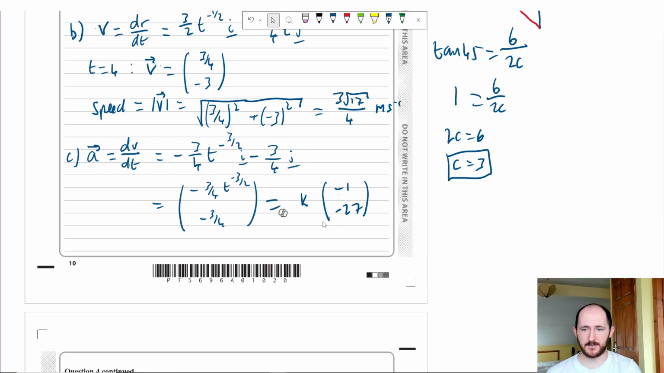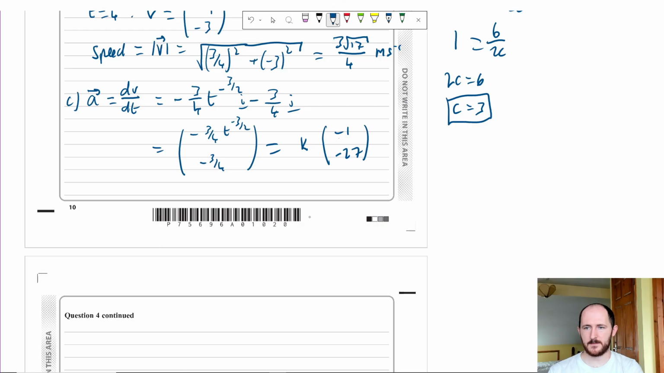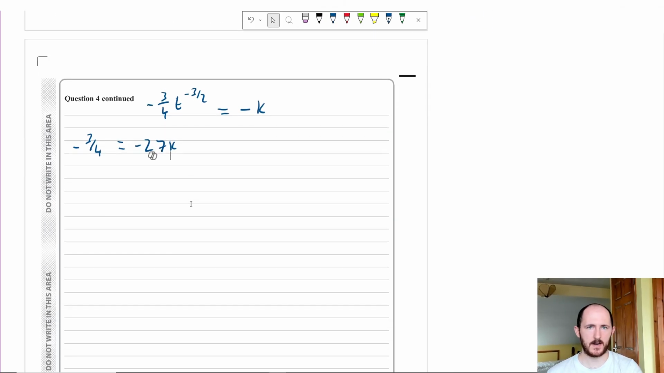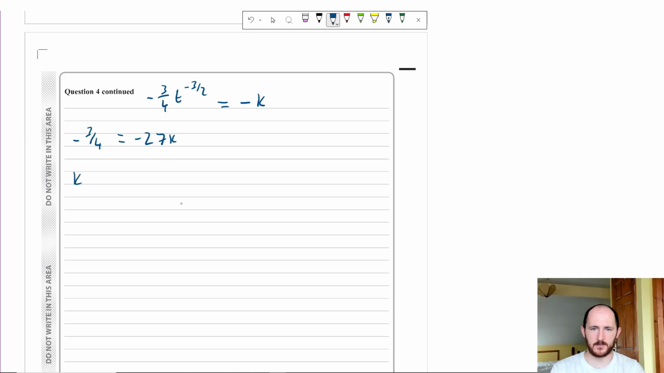And now we can do something very clever. What we can do is equate the i components and equate the j components. So the i component is going to be minus 3 over 4, t to the minus 3 over 2 equals minus k. And then we can also equate the j components, and we get minus 3 over 4 equals minus 27k, which means I can work out what k is, sub it into the top to work out time. So k is equal to, well, first of all, get rid of the negative. Let's just call it 3 over 108. Yeah. You can simplify that, but I don't want to, so I'm not going to.